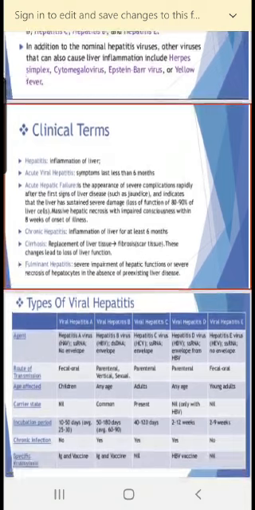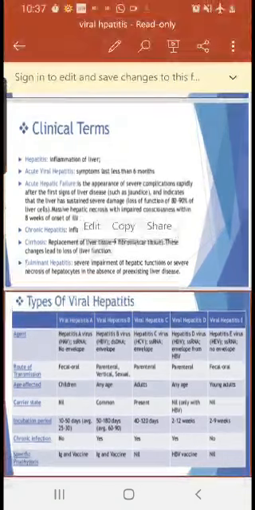Before we go further into each and every infection, I would like you to know how we define hepatitis, how you define acute viral hepatitis, and what is acute fulminant failure. So hepatitis is the inflammation of the liver, and then viral hepatitis, how do you differentiate between acute and chronic? This is what I keep telling in my every class. Acute means less than 6 months, and if the disease is more than 6 months, we call it chronic hepatitis.